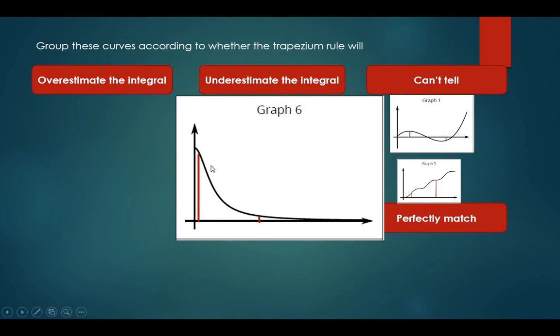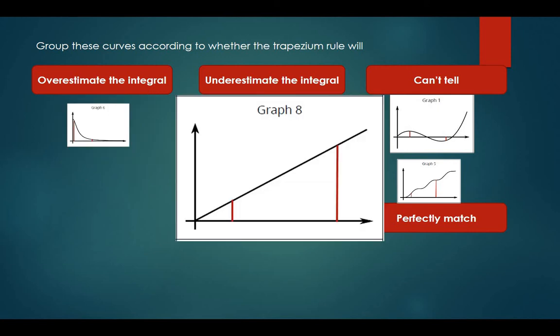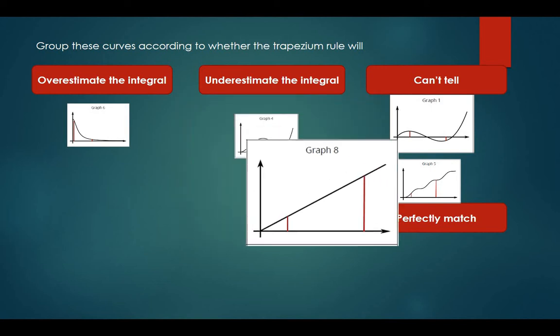On this curve, we can see that the graph is gradually curving upwards. It's getting less steep. Our trapezia, if you imagine joining up the two tops of the lines, are going to join up above the curve. So our trapezium rule is going to overestimate the integral. This one is a trapezium, so it's perfect.